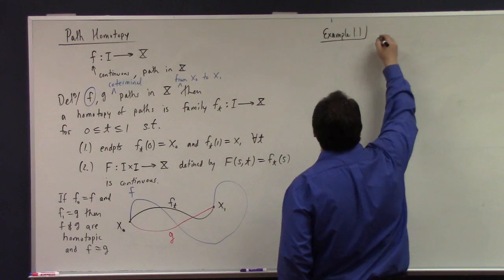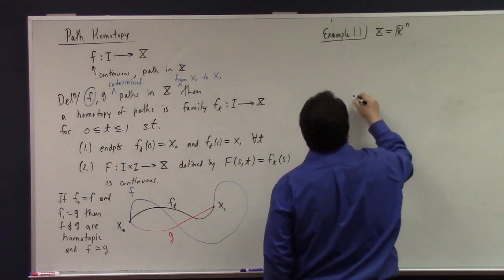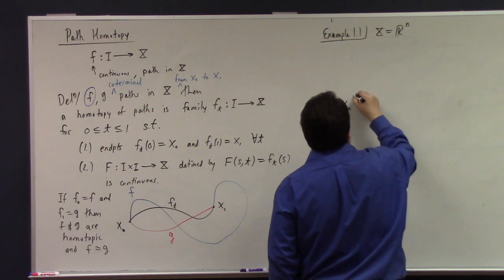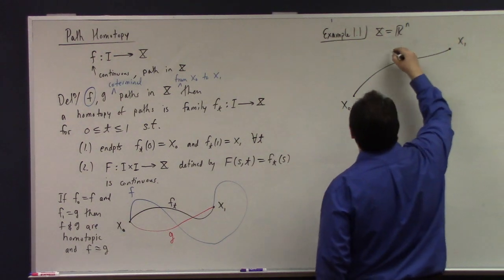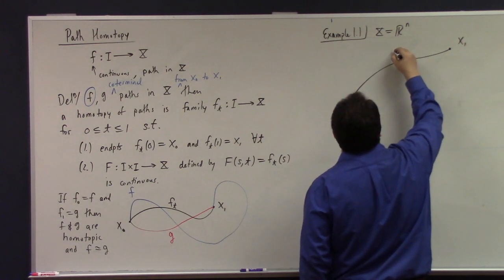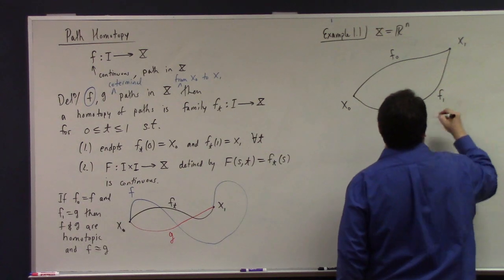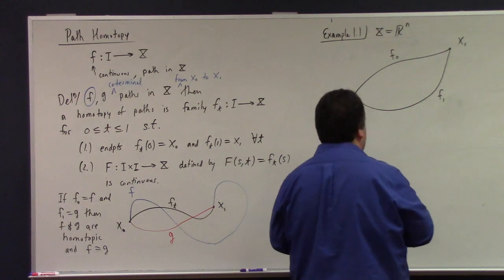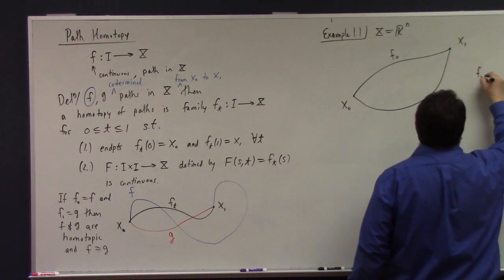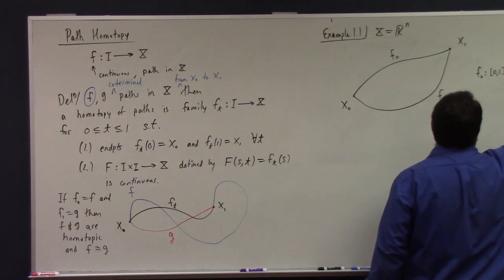So if your space is Rn, and we've got a path from x naught to x1, I guess we'll call that f naught, and then over here f1, these are both paths that take domain 0 to 1.